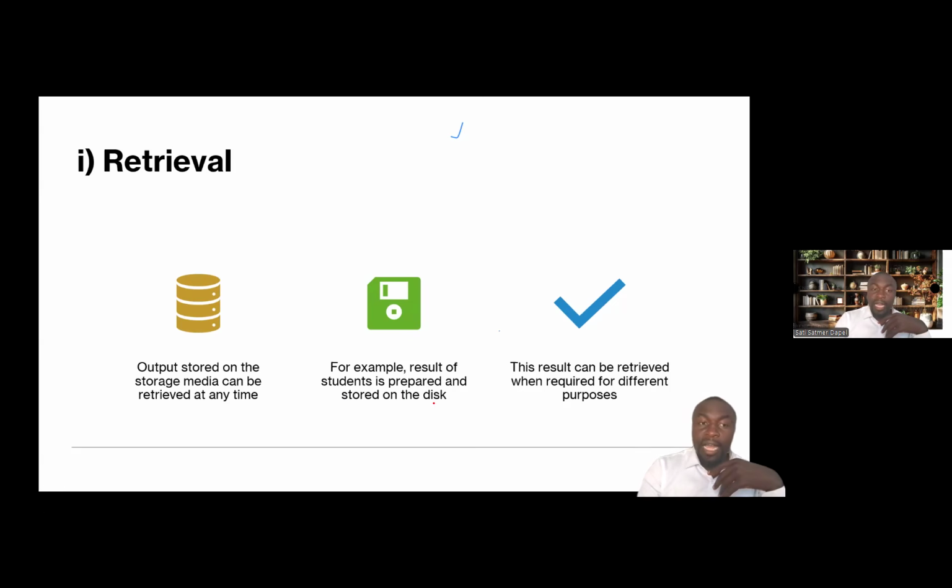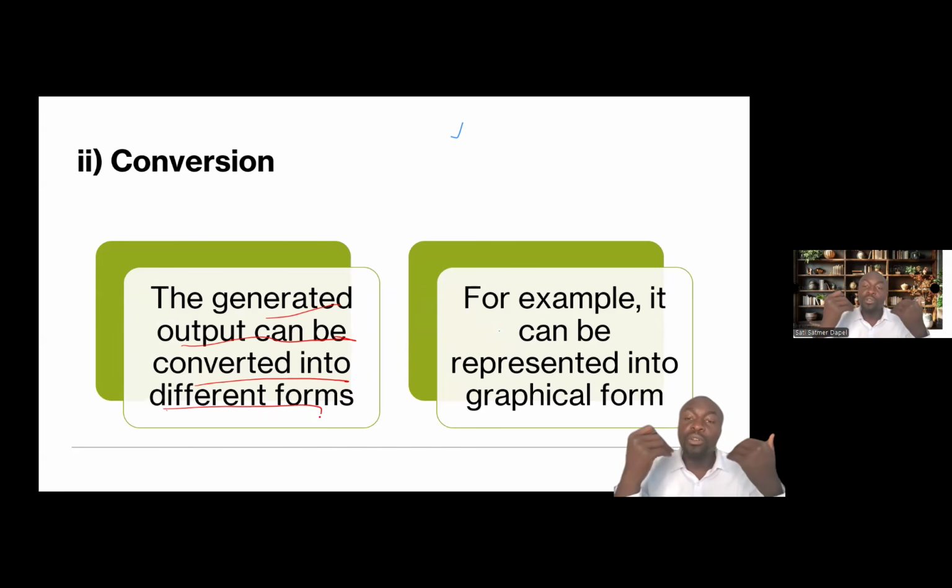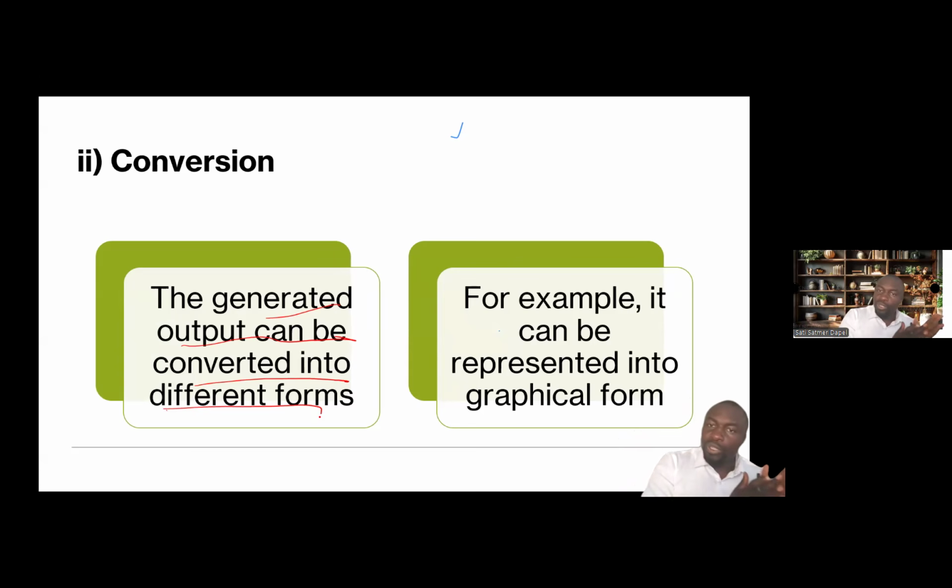All right. Then after retrieval, it will do what we call conversion. The generated output can be converted into different forms. Because it is in machine understandable form, now it needs to be converted to human understandable form. If it is graphics, it will bring it in graphics. If it is text, it will bring it in text. If it is sound, it will bring it in music. Whatever it is, it does conversion. So first is retrieval. Second is conversion.